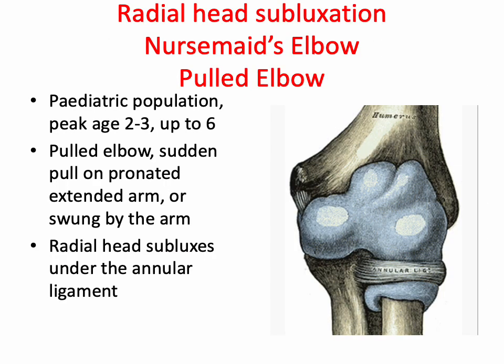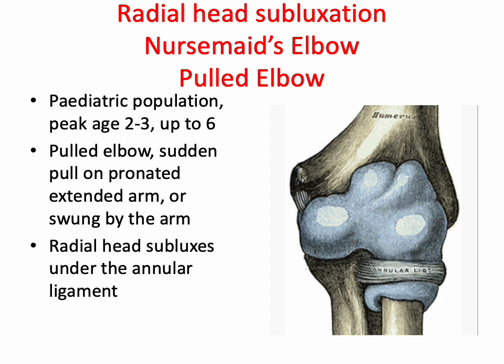So radial head subluxation occurs in the paediatric population with a peak age of 2 to 3, where the radial head subluxes under the annular ligament, which usually attaches it to the ulna. Usually as the result of a pulled elbow or a sudden pull on a pronated and extended arm.